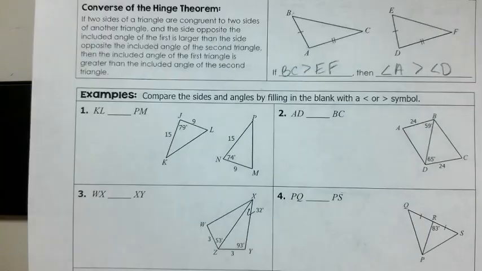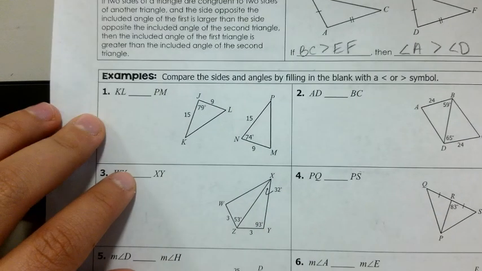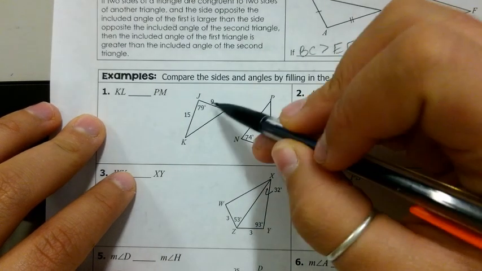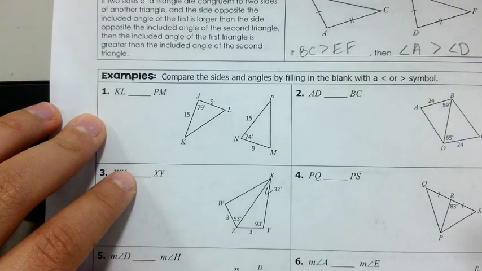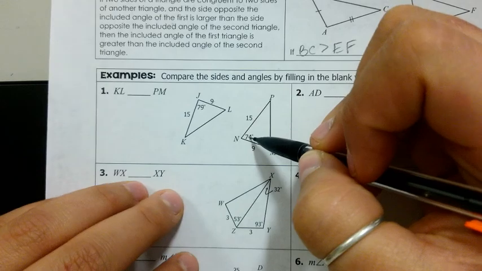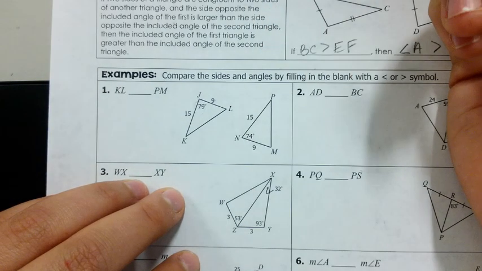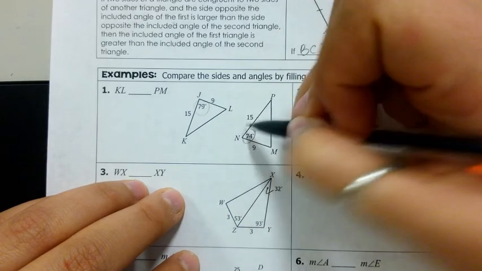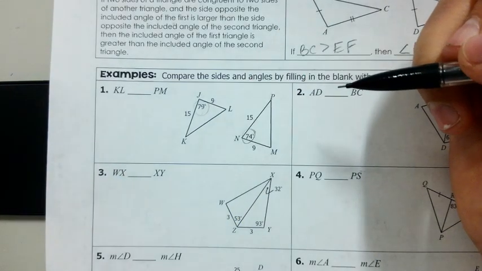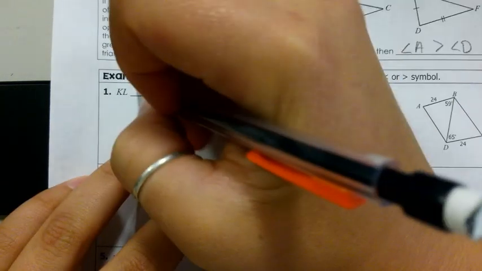So let's apply this because I feel like applying it is going to be a lot easier. Here we have 9 and 9, 15 and 15, so we have two congruent sides. The included angles in between them, whichever one is larger, the side across from it is going to be the larger side. So is 49 larger than 40? I mean, is 79 greater than 74? No. So KL is going to be greater.